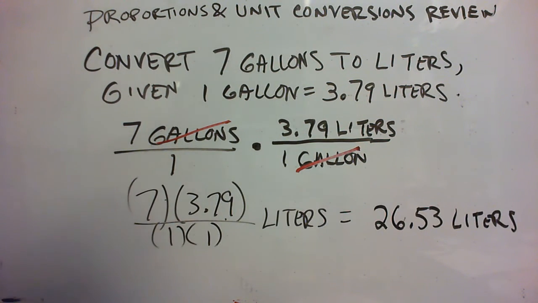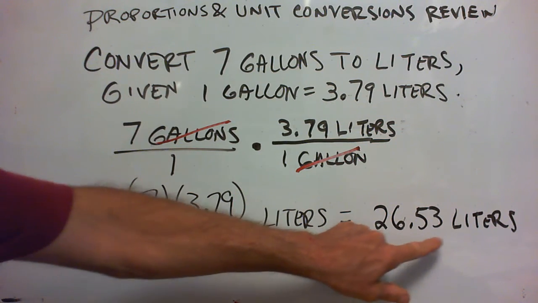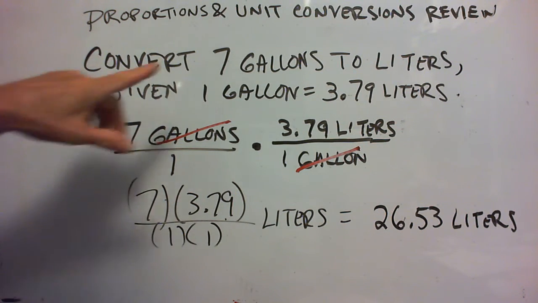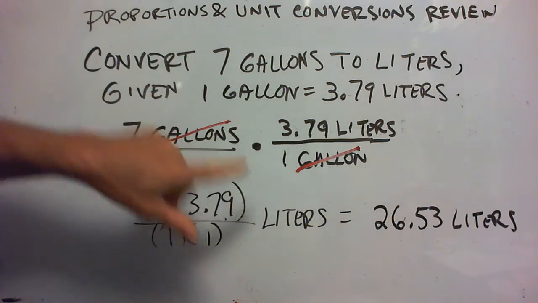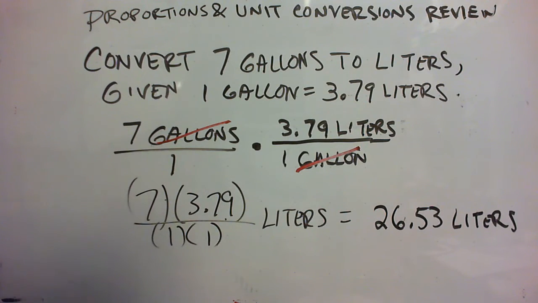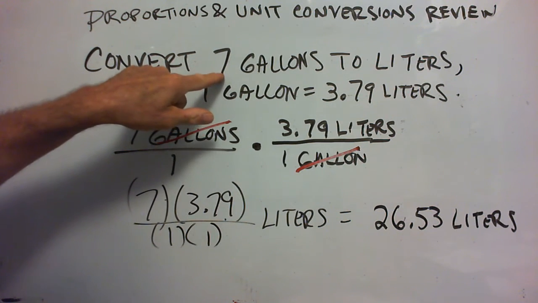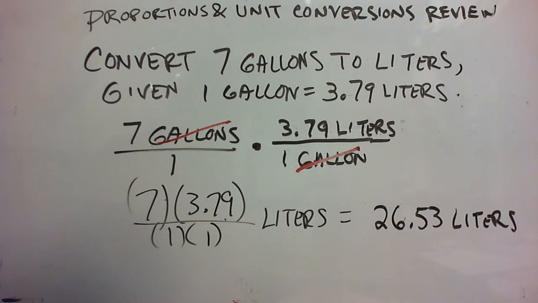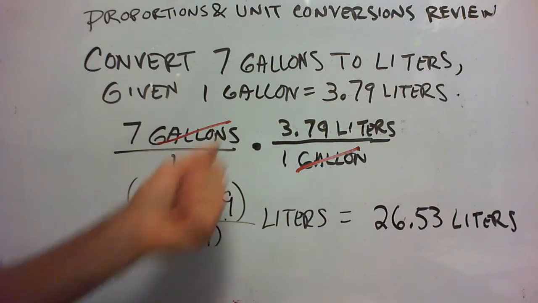So we end up with 26.53 liters. Now as you do these problems, you should check the reasonableness of the answer. There's 4 quarts in a gallon. 7 gallons would be 28 quarts. A liter is fairly close to a quart.